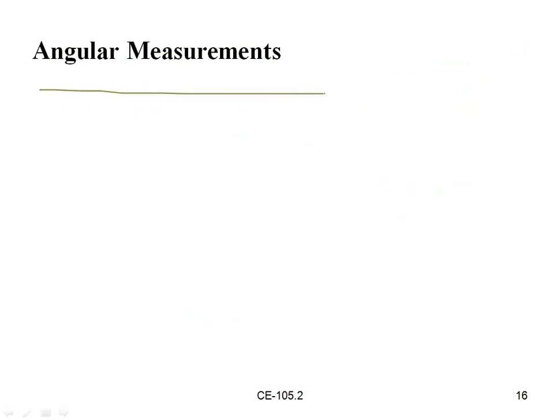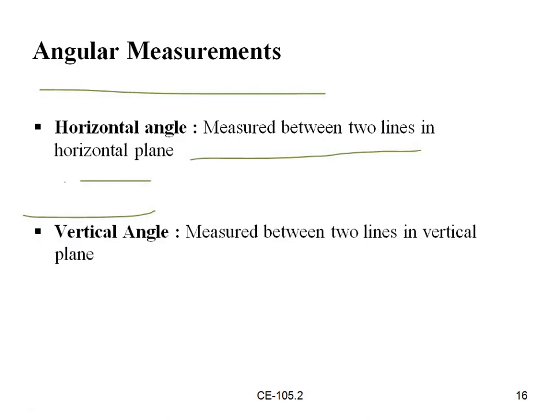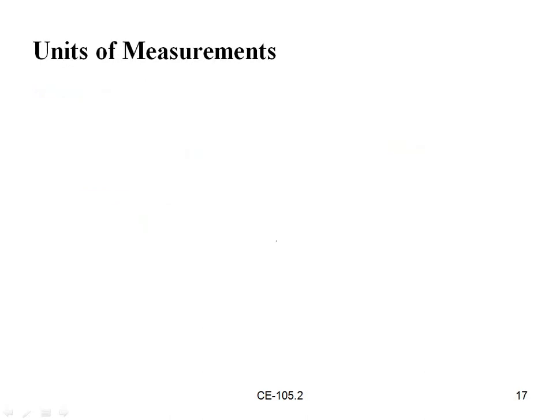And angular measurements, what are angular measurements? Angular measurements are the horizontal angle, measured between two lines in the horizontal plane. So that is the angular measurement. And the vertical angle is measured between two lines in the vertical plane.